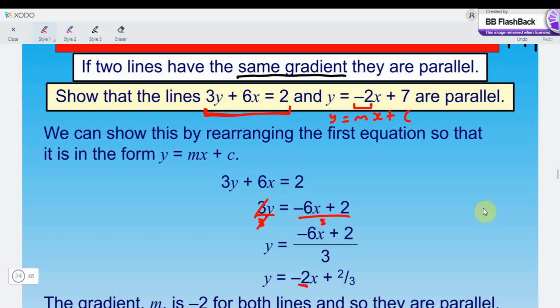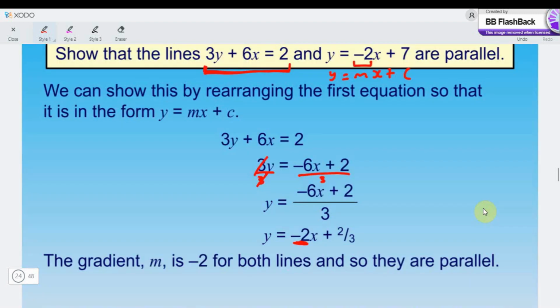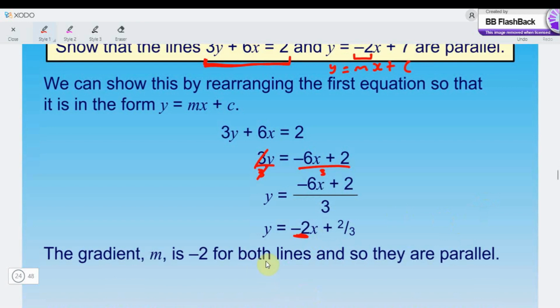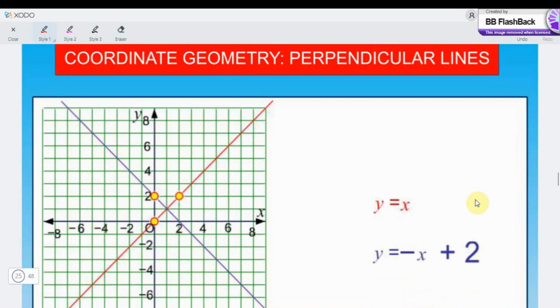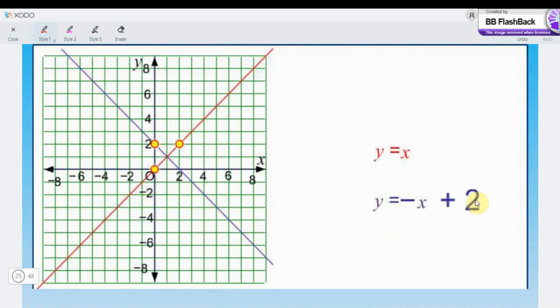In that case, we saw that the gradient is also negative 2. The gradient is negative 2 for both lines, and so they're parallel. That's all we do. Two parallel lines have what? Same gradient. Next bit of information we must know is perpendicular lines.